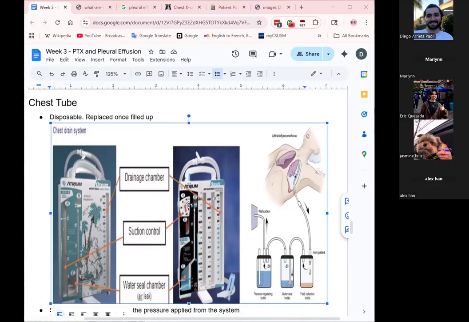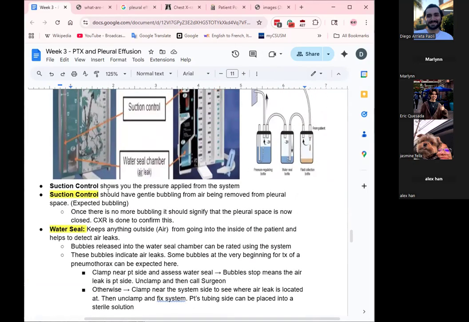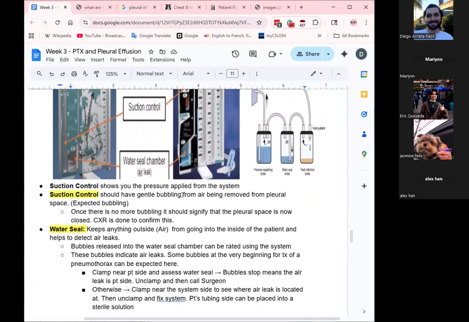Yeah, the suction chamber. So here I wrote it all down just so that it's there. Gentle bubbling will come from the suction control. The suction control would be not this part, but this part, around right here. Some intermittent bubbling is expected.